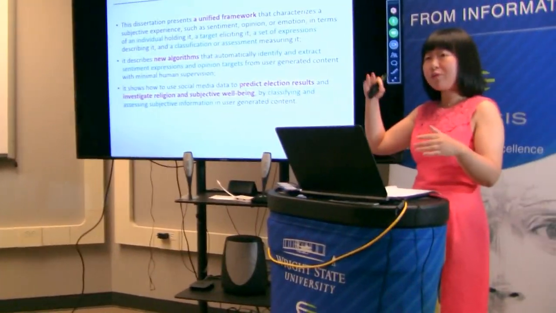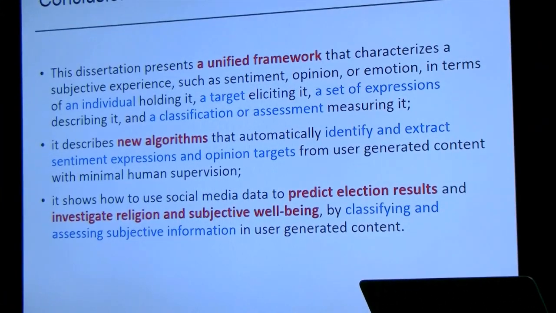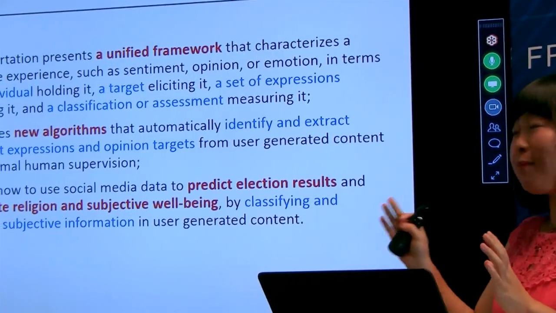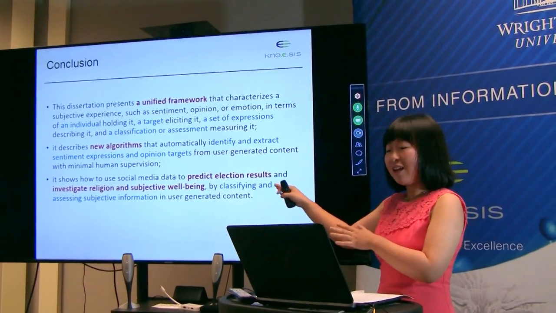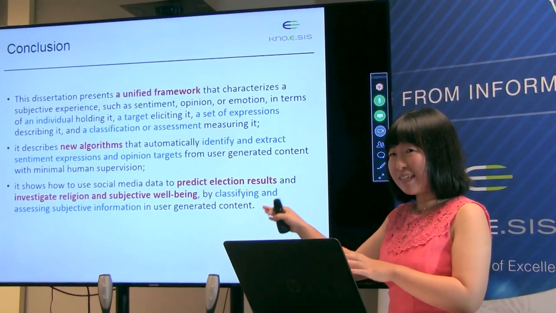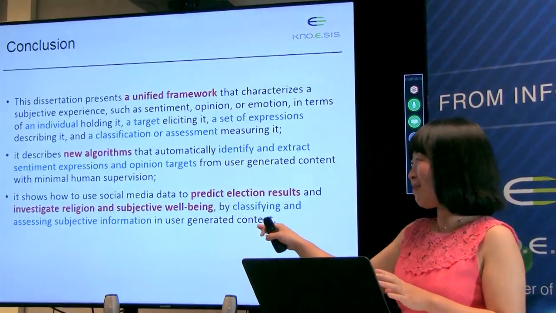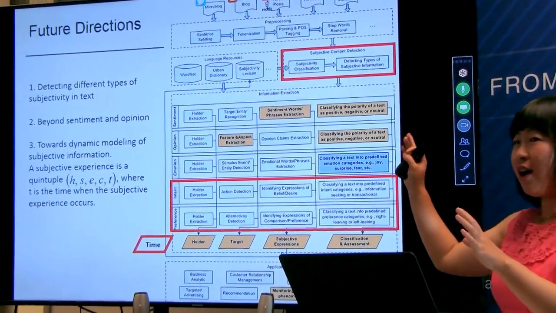Okay, so the conclusion of this dissertation: I propose this unified framework with four components. And then we describe two new algorithms that can identify the same expressions from social media posts and the opinion targets from product reviews without asking for any labeling data. And then we briefly summarize how we use this information to predict electoral results and investigate religion's relevance.